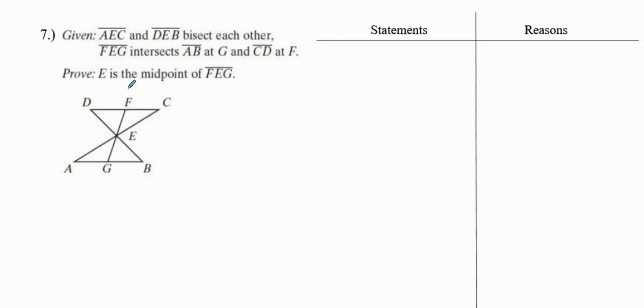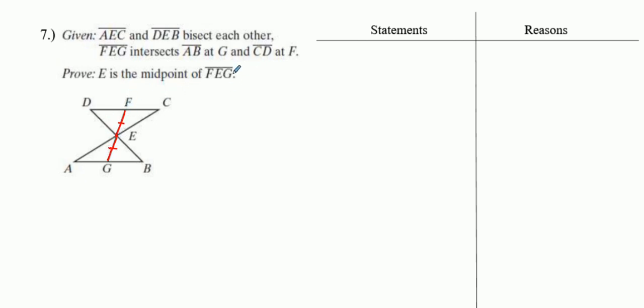In the seventh proof, we're asked to prove that E is the midpoint of FG. So in order for E to be the midpoint of FG, we would need to show that this segment FE and this segment EG are congruent to each other. Now, there's a few ways to do this, but in order to try to prove a pair of triangles are congruent and then use CPCTC, we could either show triangle DEF and BEG are congruent, or we could prove triangle AEG and CEF are congruent, since FE and EG are a pair of corresponding sides in both of those triangles.